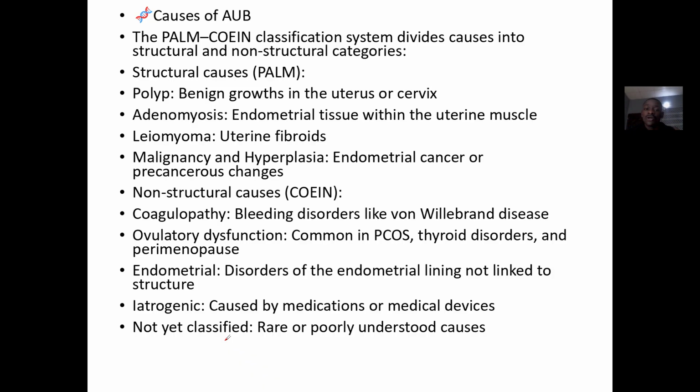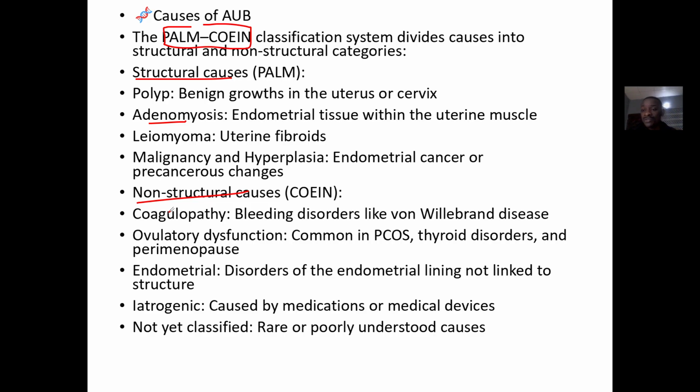So we divide the causes into structural causes and non-structural causes, and we use a mnemonic known as PALM-COEIN to arrange this and make it stay in the head. The P in PALM is polyps, so it can be caused by polyps. The A is adenomyosis, where you have endometrial tissue within the uterine muscle. You can have leiomyoma, which is simply known as uterine fibroids. It could be due to cancers, or overgrowth of tissues. Then we have coagulopathies, and that's for the non-structural issues now.